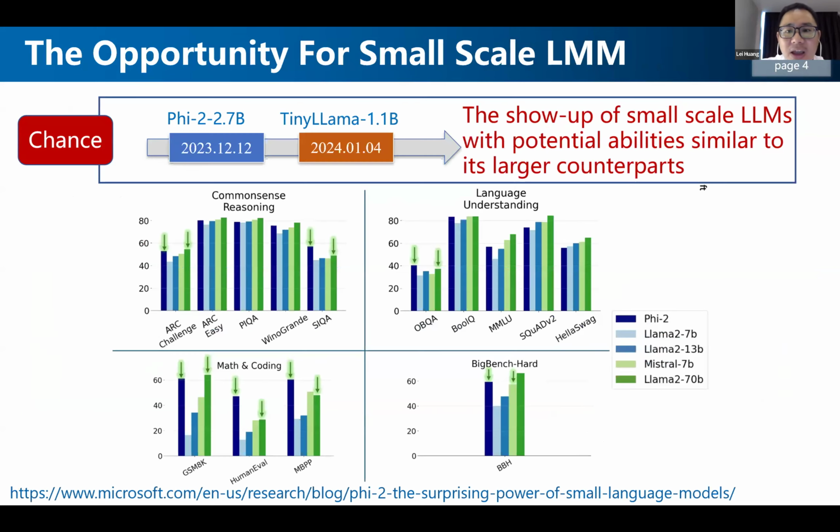Okay, following this philosophy, a large network that focuses on smaller scale LLMs has gained attention. For example, the 2.7B Phi-2 model and the 1.1B TinyLLaMA. These models have potential abilities similar to their large counterparts, including language understanding, common sense reasoning, math, code, and so on. These small-scale LLMs provide a chance for conducting smaller-scale LMMs. That's the main motivation why we built the TinyLLaVA.